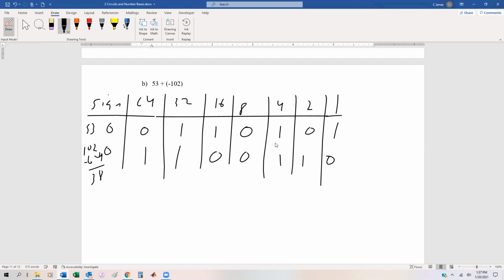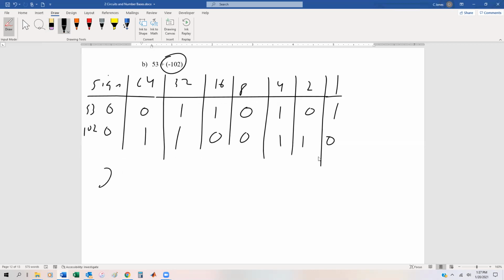All right. However, 102 is negative. All right. So we are going to have to take the 2's complement. Right? And let's just write down here. It's going to be the 2's complement of 0, 1, 1, 0, 0, 1, 1, 0.